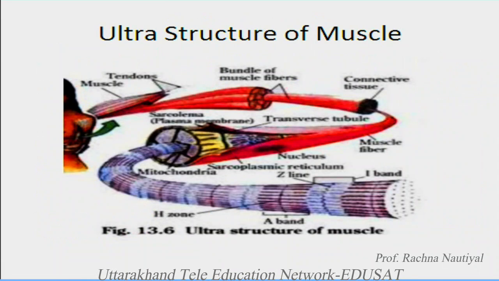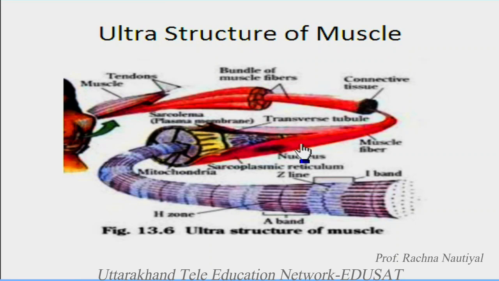This is an alpha structure of muscle. It is very much clear here. We can see this is the body of a human being, and these are the muscles, and these are the tendons through which they are attached with the bones.